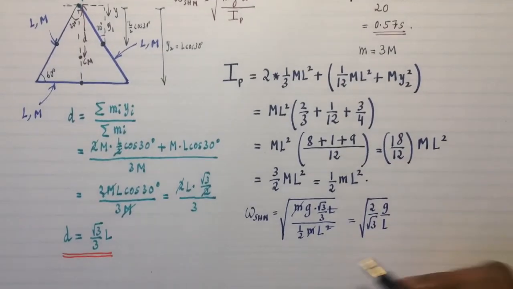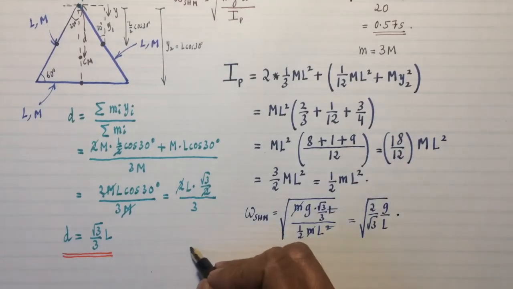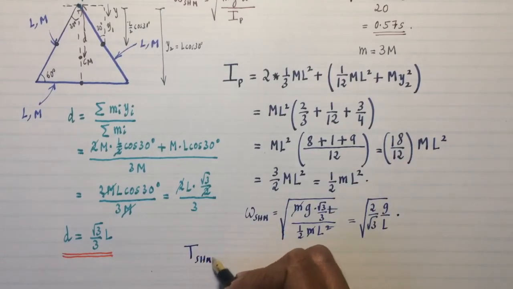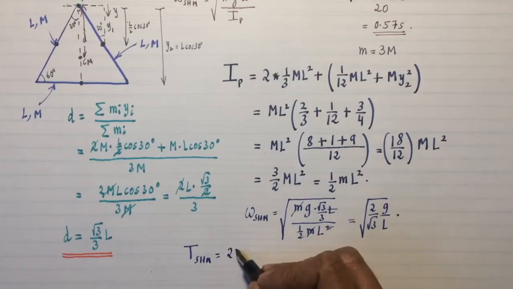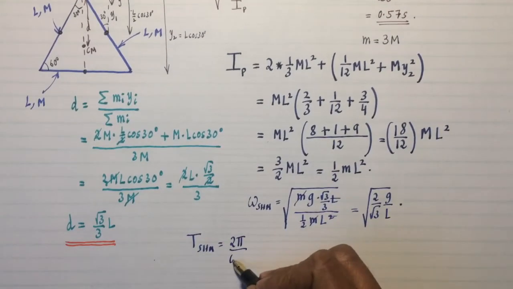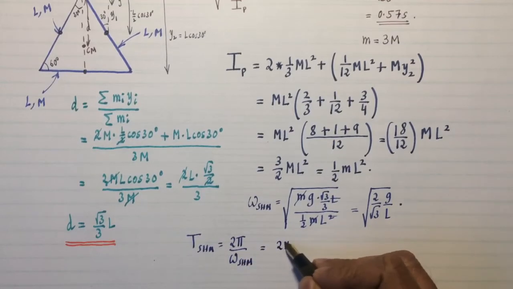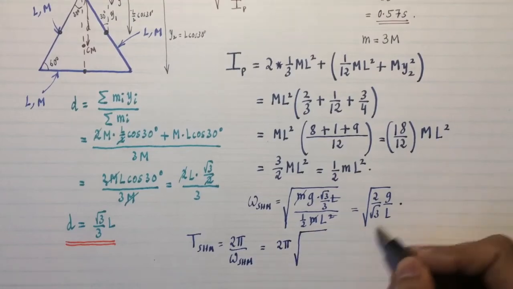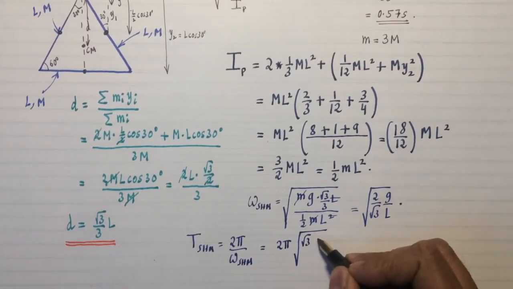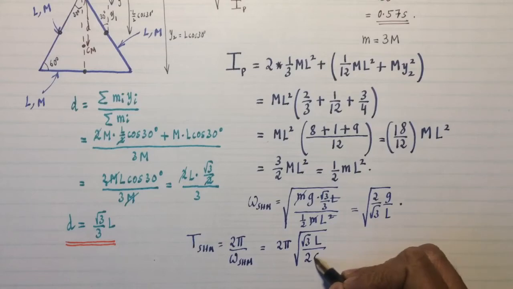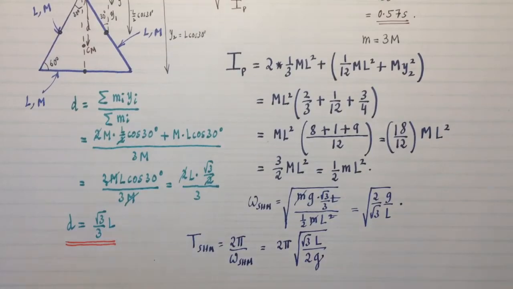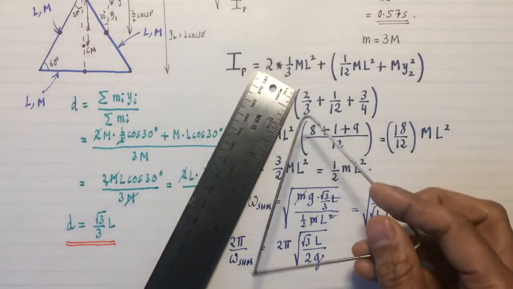Now omega is not as immediate as period because our experiment was done in seconds. So let's convert this to period. T simple harmonic is equal to 2 pi divided by omega simple harmonic. That's the relationship between the two. So I get 2 pi. I have to flip this over. So that's going to be root 3 L over 2G. Now all I have to do is substitute the numbers and see if I get the same period of 0.57 seconds.